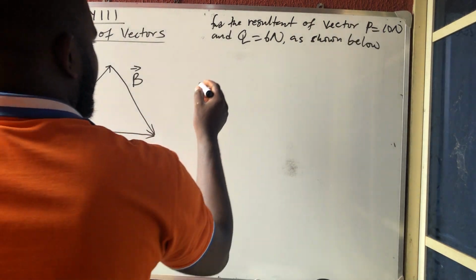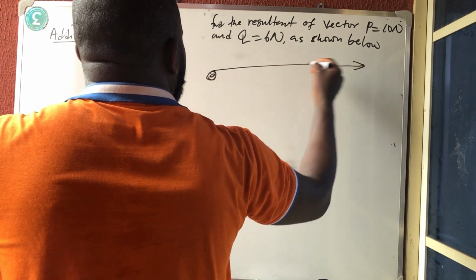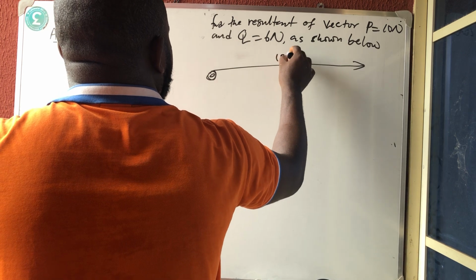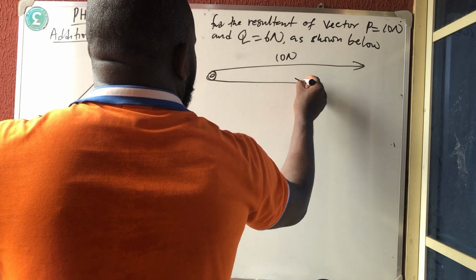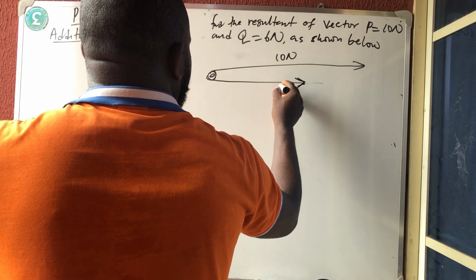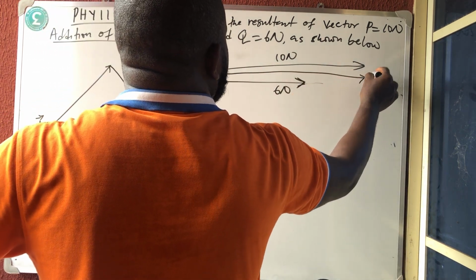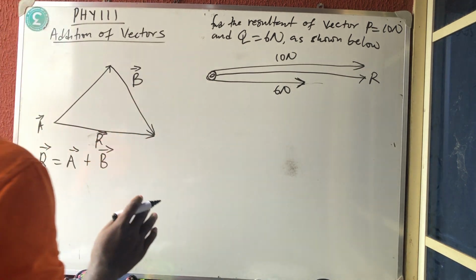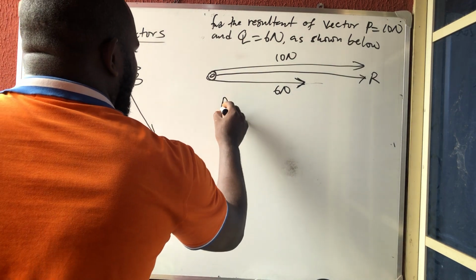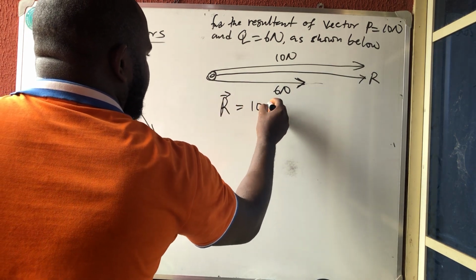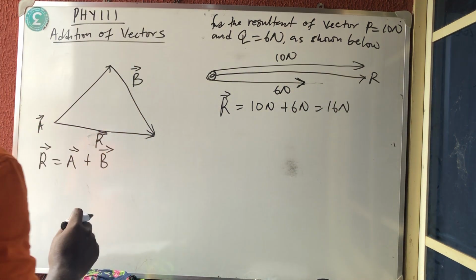Now look at this. If you have both of these vectors, the first vector moves this way. This is the first vector, 10, according to what they gave us, and the second vector, 6. So the resultant will go in their middle. This is the resultant R. Since these vectors are moving in the same direction, their resultant is simply 10 Newton plus 6 Newton, which is equal to 16 Newton.